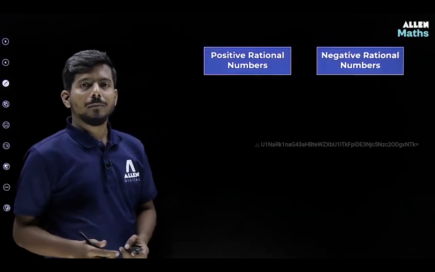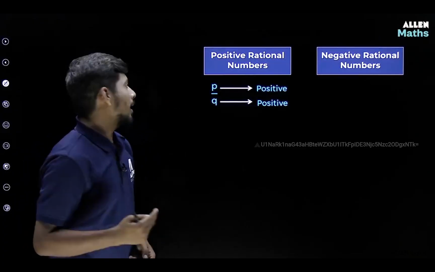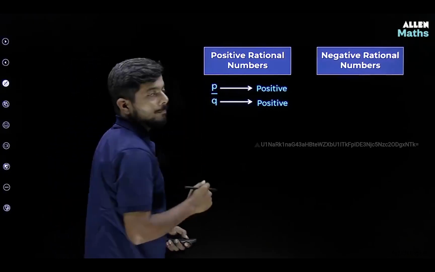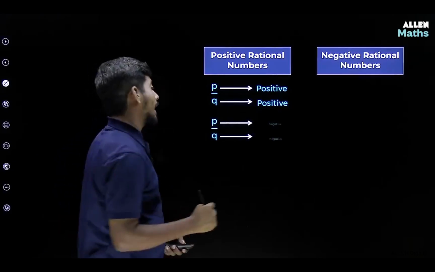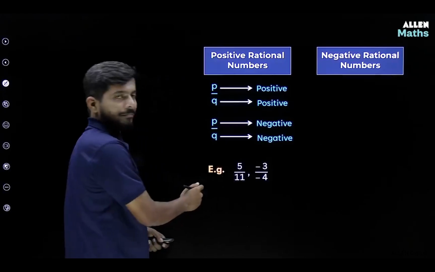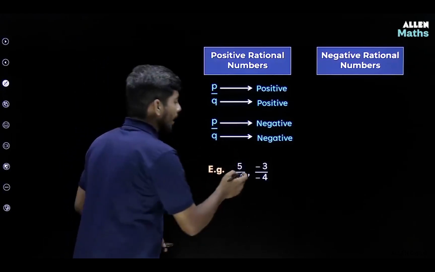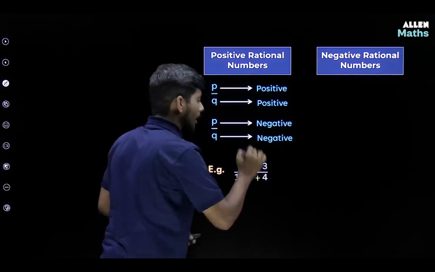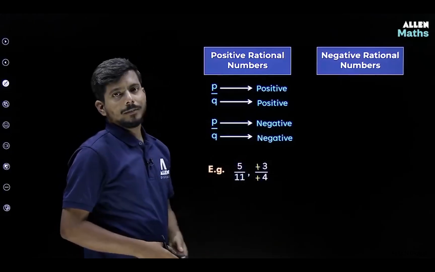Now for a positive rational number, if both p and q are positive, it will result in a positive rational number. Or if both of them are negative, then we can cancel the negative and negative sign. Let's see the example. Here we have 5 over 11, which is positive, so the overall result is positive, and here we can cancel this negative and negative. Now we have 3 over 4, which is a positive rational number.